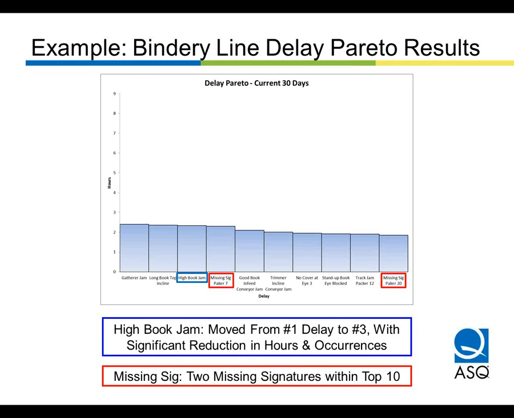After 30 more days of implementation, the resulting delay Pareto now looked like this. You can see a big drop. All the bars are much lower than they were before. Now we still have some high book jams and 2 missing signatures in the list, but they've dropped significantly. We squeezed that variability out, but still room for improvement.